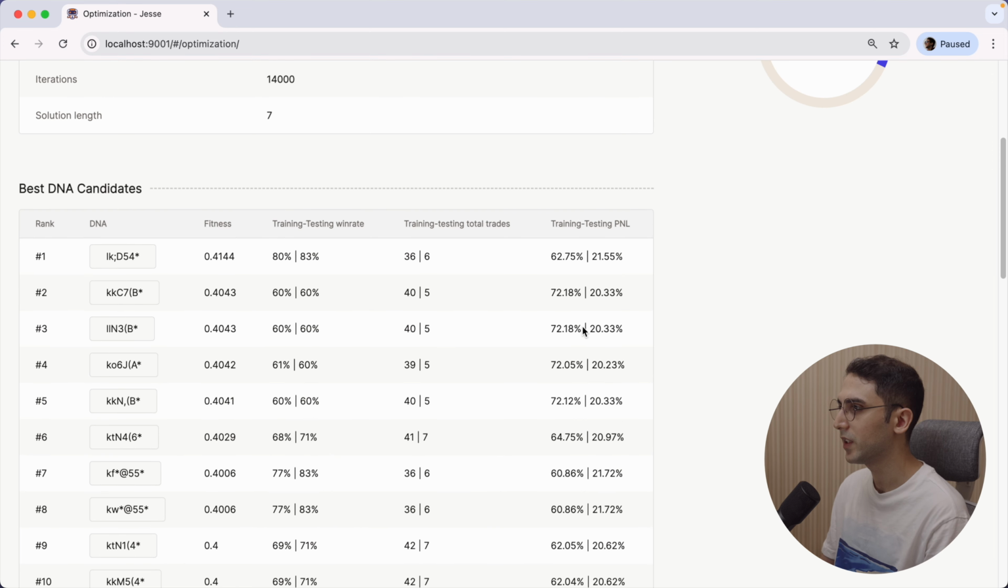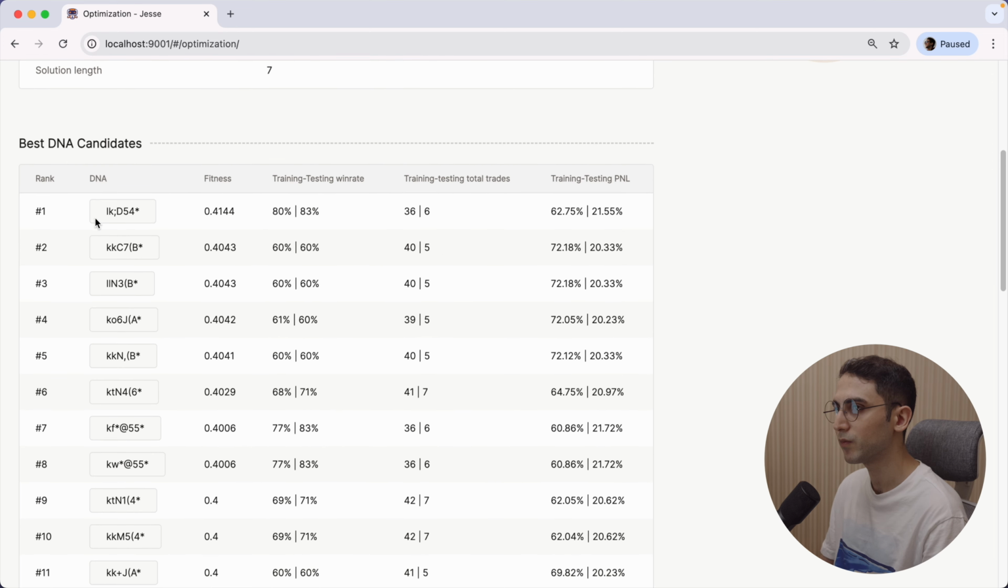So here, these are the type of results that we get. Now notice there's a rank, which isn't really important, but usually the best one comes first. We have the DNA, which is really the result that we're gonna use later. We have the fitness number, which is what it's ranking them based on. And then we have these numbers that are really useful to us. We have the training versus testing win rate. So this one is the win rate that the backtest is getting using this DNA on the training period. But on the testing period, it's getting this win rate.